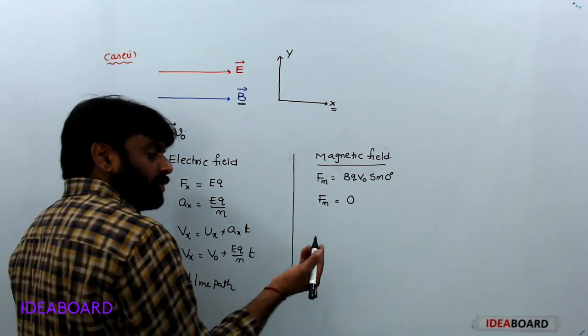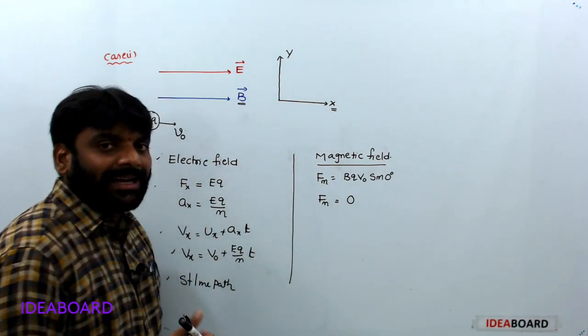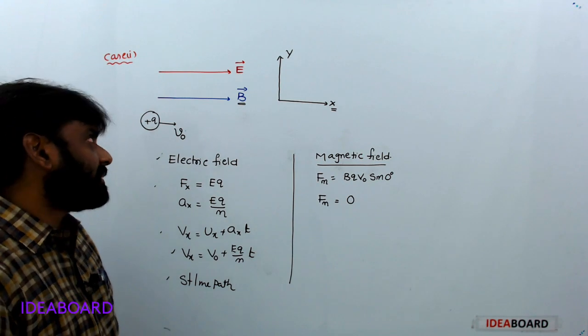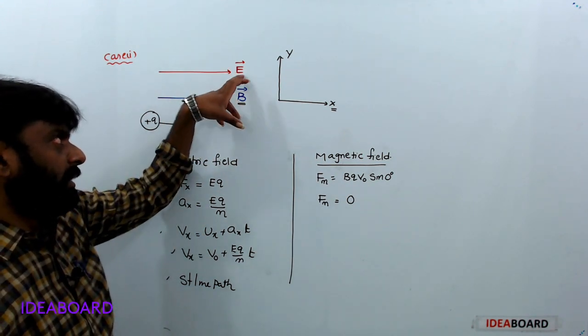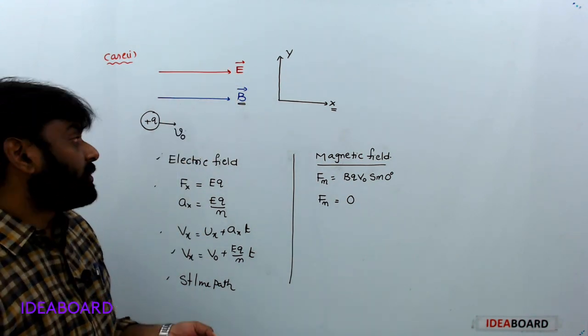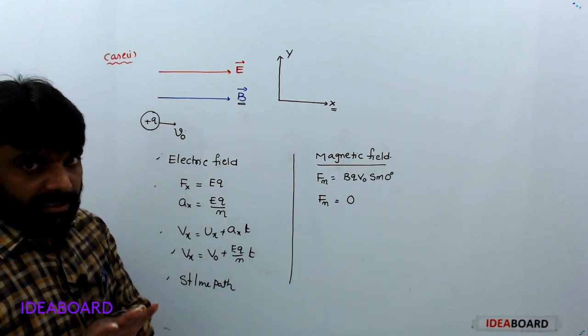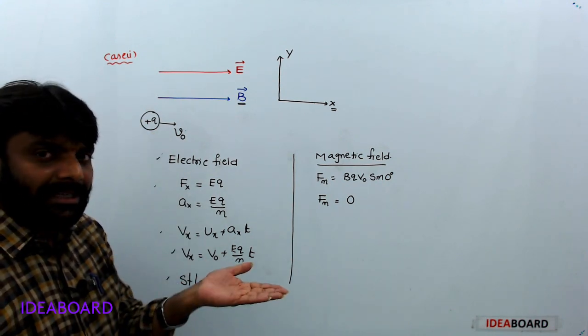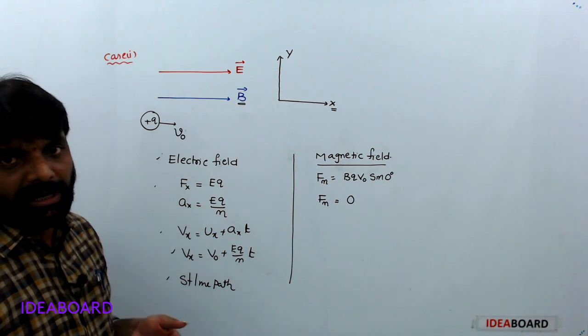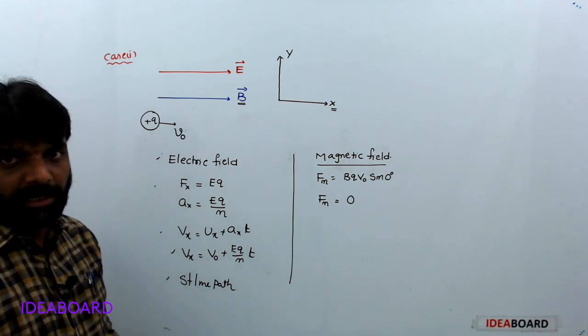So the path is, as usual, parallel to the E bar and a straight line. For a positive charge. If in case you consider a negative charge, the path is anti-parallel to the E bar. Understood? Okay.